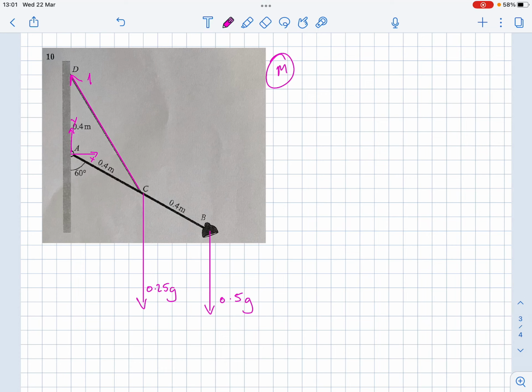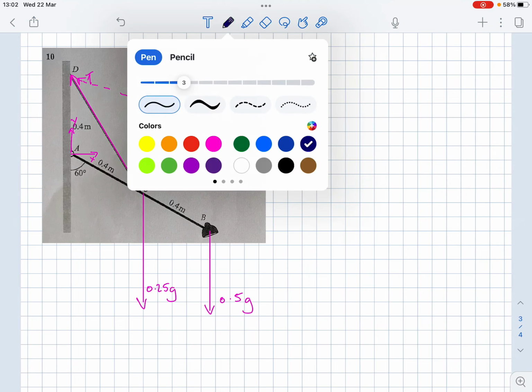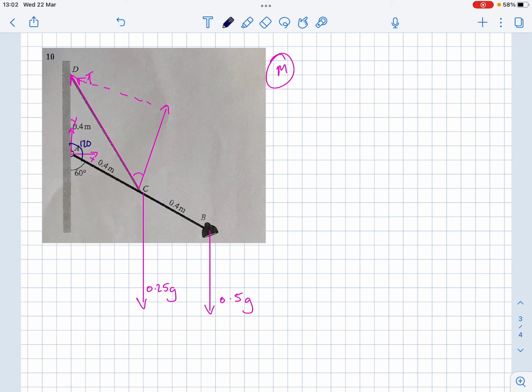So that means I need to find all the perpendicular components. If I've labelled that T, I need this angle here. So that's my perpendicular component and my parallel component, and I need to find that angle. If that's 120, the triangle ADC is isosceles, so both of those have to be 30, which means that is 60 degrees because it's perpendicular to that point. So I've got T cosine 60.